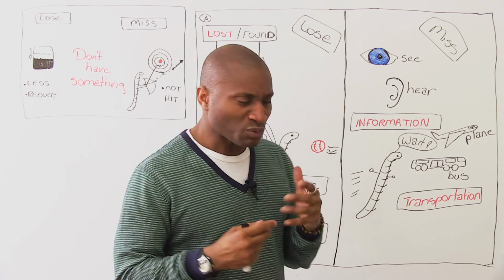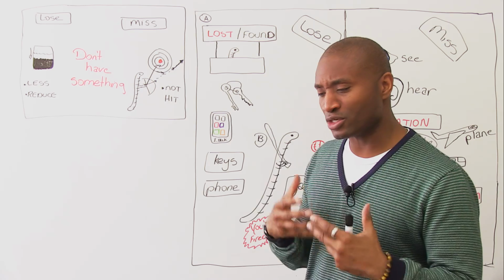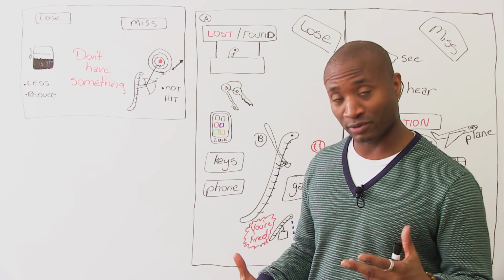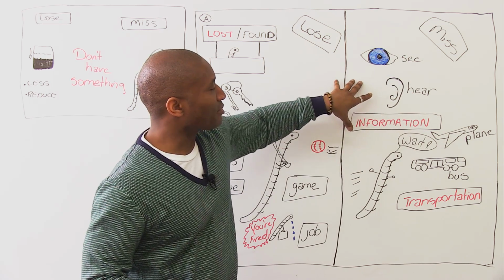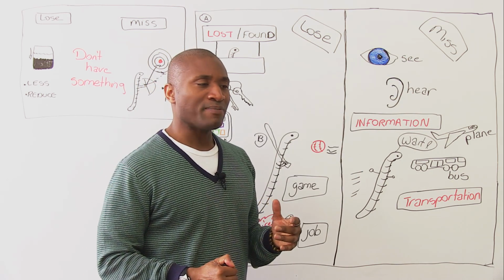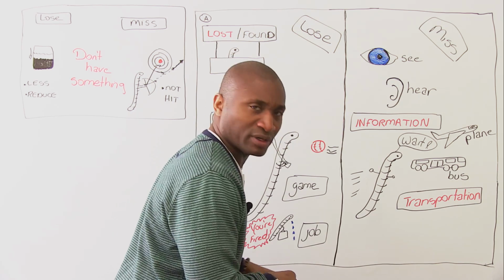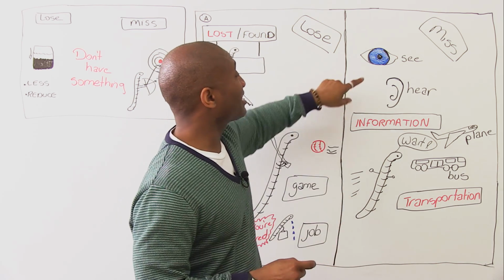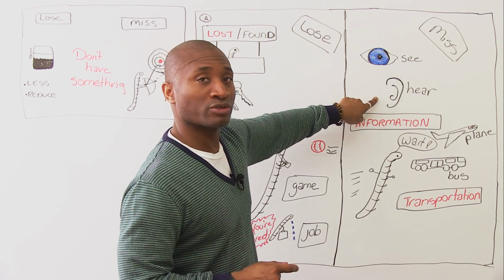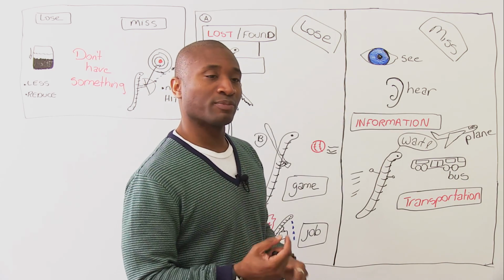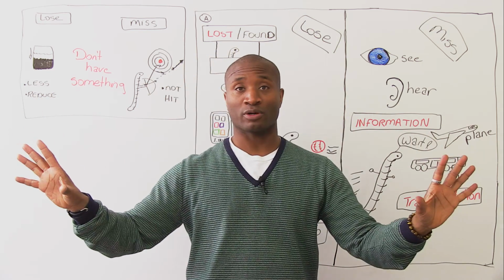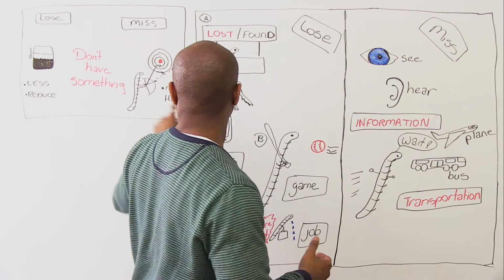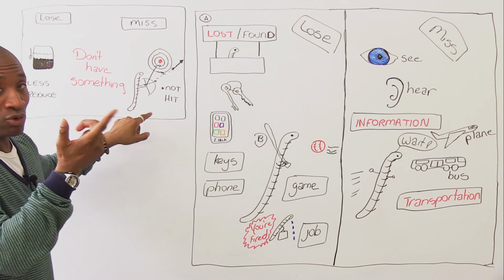Miss. We said you don't have something, but the ways that you don't have something are a little bit different. In this case, miss. We can miss something like information. Maybe you say something and I'm working on something, sorry, I missed that. What did you say? It means I did not see or hear what you said. I did not lose it, because to lose it means I had it and I don't know where it is anymore. I missed it as in it did not hit my ear or my eye.